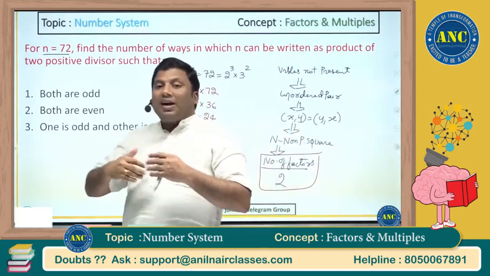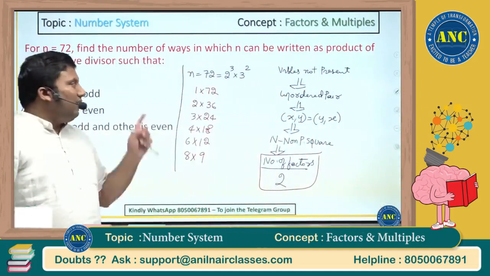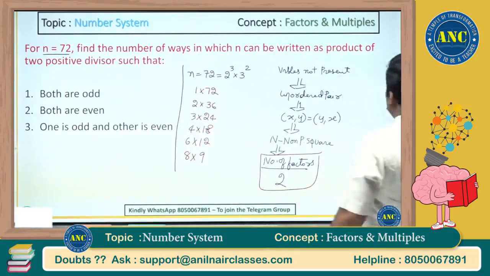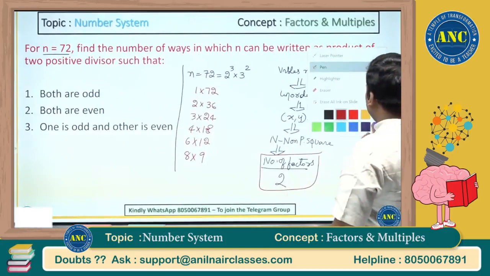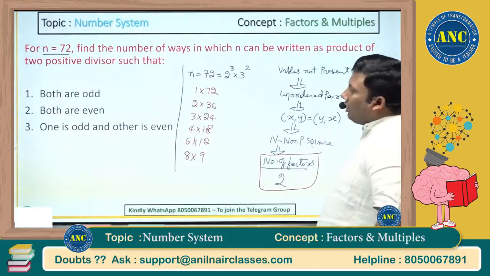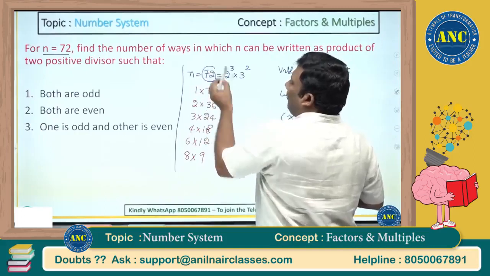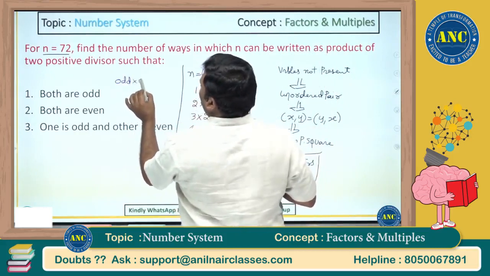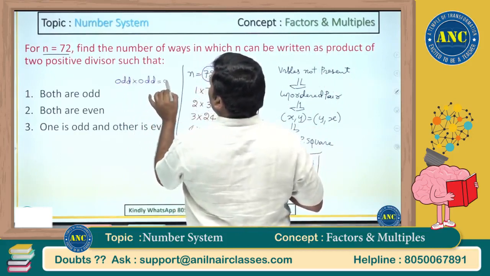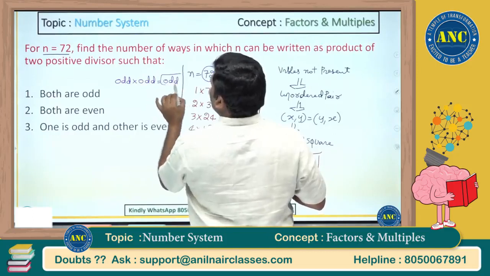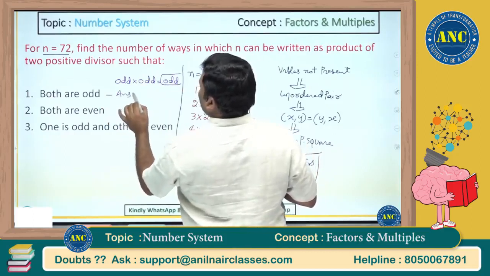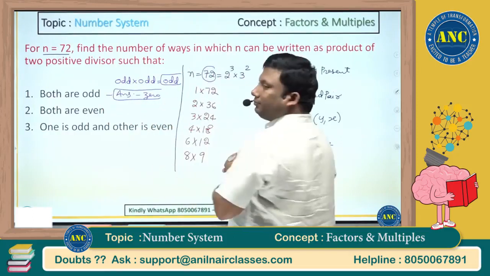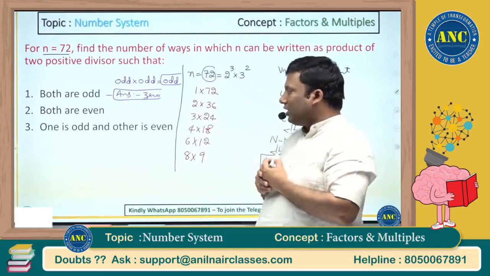Now there are some conditions imposed in this question. We will read the question, understand the condition, and we will remove certain cases. Now the first one: both are odd. 72 is an even number. Odd into odd is an odd number, but 72 is an even number. So the answer for the first question is 0.